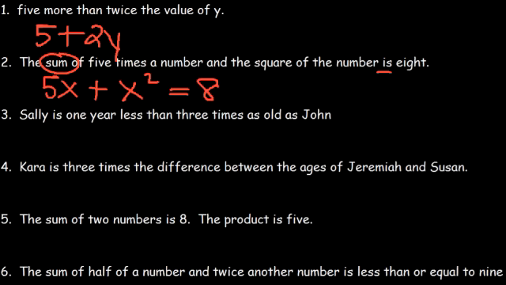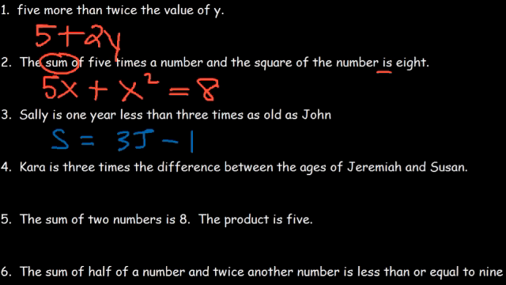Sally is 1 year less than 3 times as old as John. When you hear "less than" and then after it something like 3 times, the less than part comes after, not before. So Sally is 3 times as old as John, less 1. It's kind of backwards.